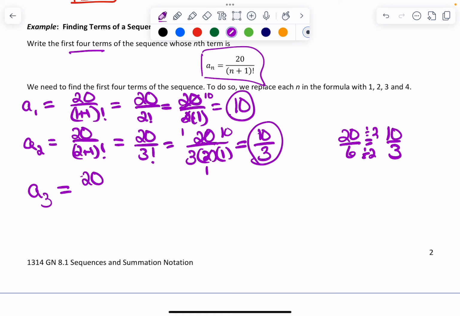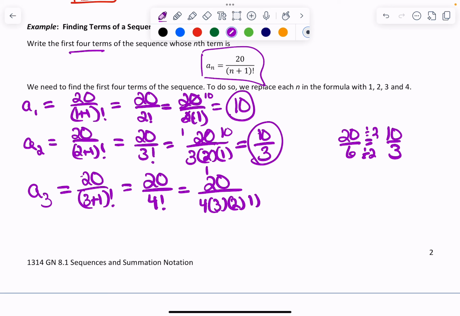Okay, third term is 20 divided by 3 plus 1 factorial. So 20 divided by 4 factorial. That is the same thing as 20 divided by 4 times 3 times 2 times 1. Okay, 20 is divisible by 4, so 4 divided by 4 is 1, and 20 divided by 4 is 5. So on the top we've got 5, and on the bottom 3 times 2 times 1 times 1 is 6. So we get 5/6.